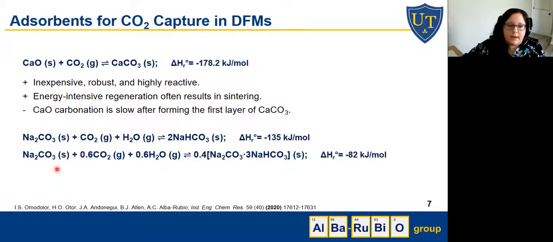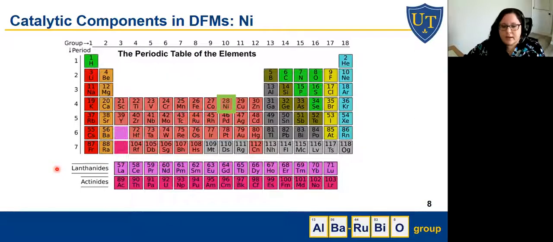So the way to improve this, studying the literature, is by dispersing these metal oxides and metal carbonates on the surface of a support. So the material is very well dispersed, so it cannot easily sinter, and it can be stable for longer. That would be the absorbent component of the dual function material.